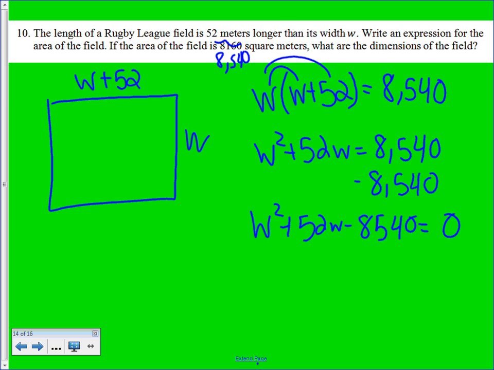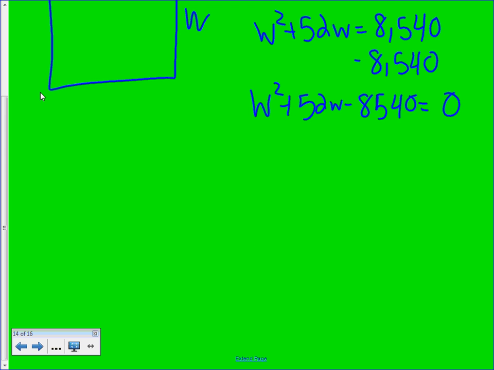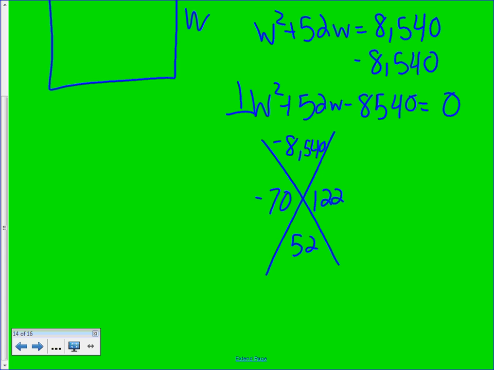So now we want to go ahead and set up our x. So I want to multiply to negative 8,540, and I want to add to 52. This is one of those where you're really going to have to play around with numbers. So if you want to pause the video, see if you can figure it out yourself, go ahead. I'm going to write the factors in. So we get negative 70 and 122. Because our a is equal to 1, we can go ahead and pull these factors out.